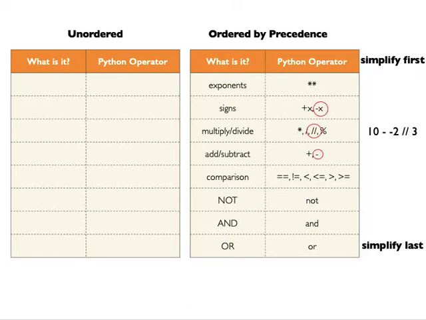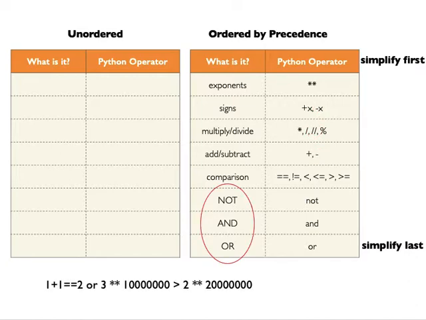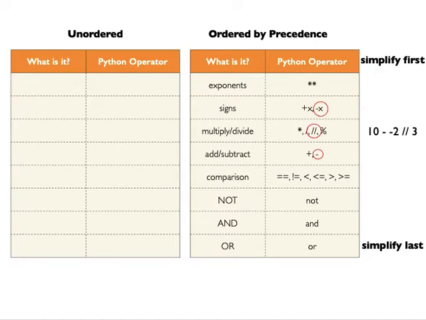So in particular, you might be thinking, gosh, what would be happening in this expression, 10 minus -2 // 3? Well, first, we would probably evaluate that negative sign in front of the 2. It's kind of amazing that Python can figure out where that is, but it does have its own ways of doing that and evaluating that answer. And so then it would evaluate the // and then it would evaluate the subtraction.